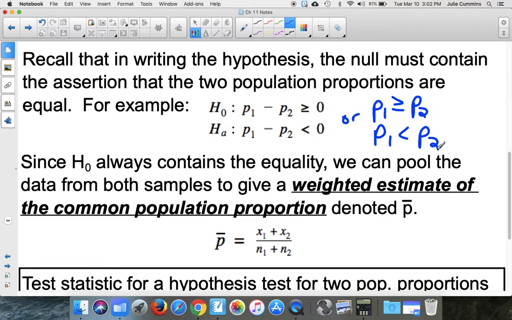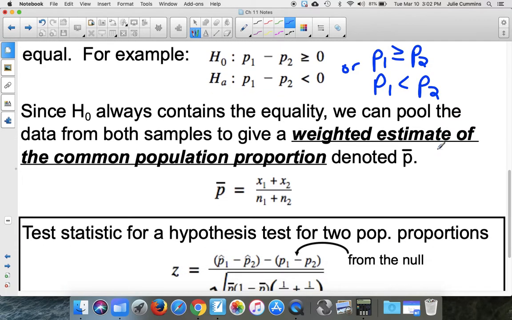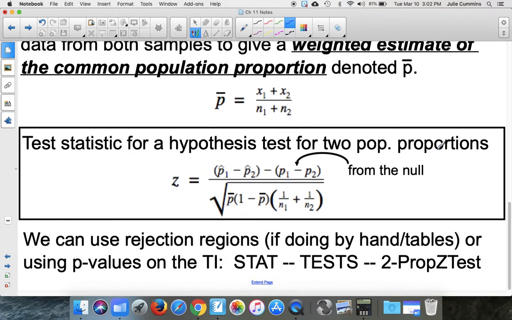Now, we can always pool the data from both samples to give a weighted estimate of the common population proportion. That's denoted p bar. That's something you're going to see in the formula. So if you need to calculate p bar, it's x1 plus x2 over n1 plus n2. And this is the fantastic test statistic.